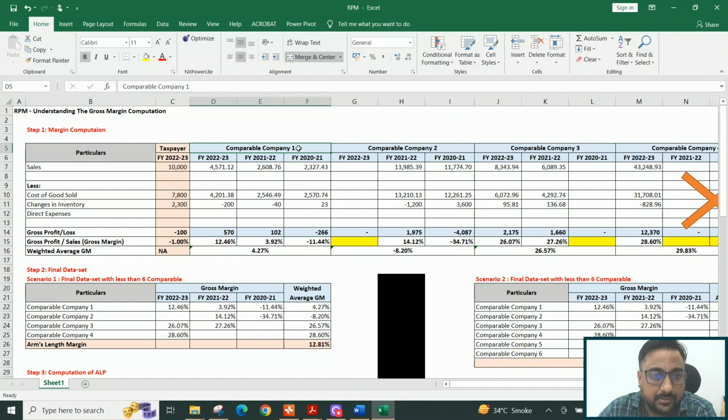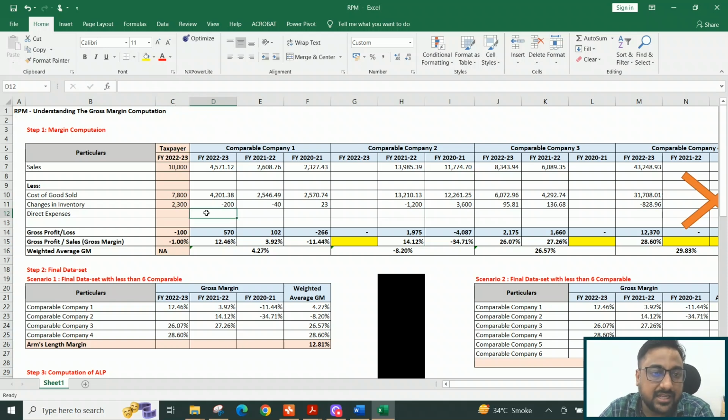Now comparable company 1 has sales during these 3 years, and as you can see we have captured cost of goods sold. Now why have I not captured direct expenses? Because as per the new format of the profit and loss account, there is no bifurcation between direct and indirect expenses, and that is where it is difficult for us to identify direct expenses when we are using the RPM method. In general, the position we can take is that we will not include direct expenses in either the taxpayer or the comparables. So that is what we practically do.